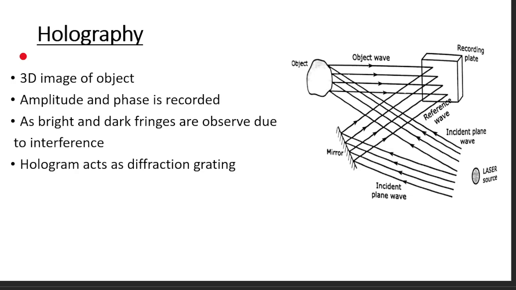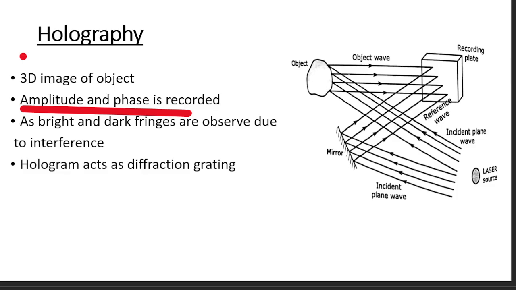Conventional photography consists of a 2D image in which only the amplitude of light coming from the object is taken into consideration. In holography, both amplitude and phase are recorded in the interference pattern, that is, dark and bright fringes. The coherent laser light from a laser is divided into two light waves. One incident plane wave is incident on the object, and we get the final reflected light at a recording plate.